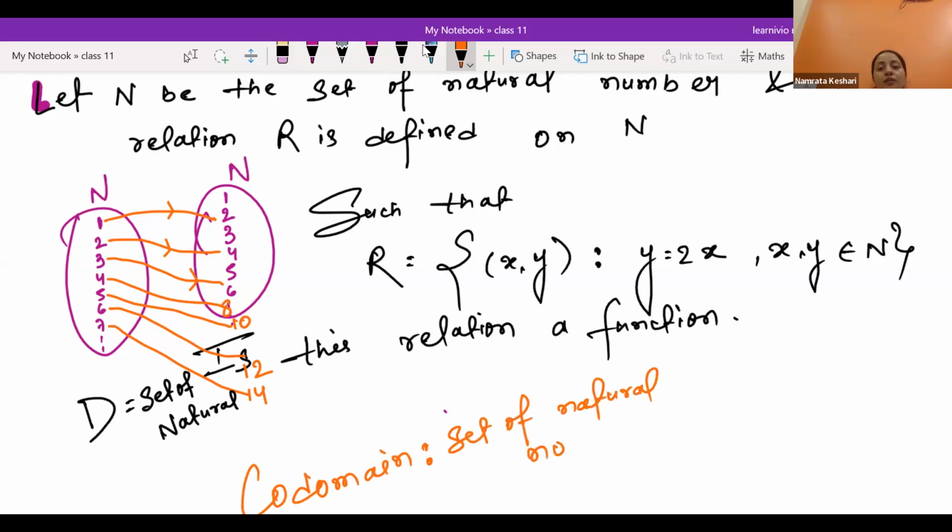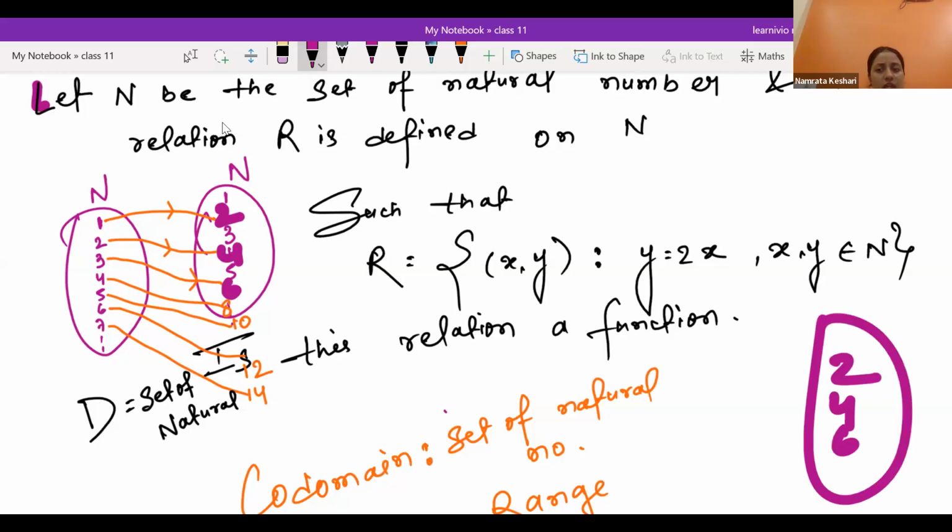And what is range? Range is just the set of all those elements in the second set which have a pre-image. You can clearly see 2 has a pre-image in the second set, 4 has, 6 has, 8 has. Are you able to notice the pattern? 2 has the pre-image, 4 has, 6 has, 8 has, 10 has, 12 has the pre-image.